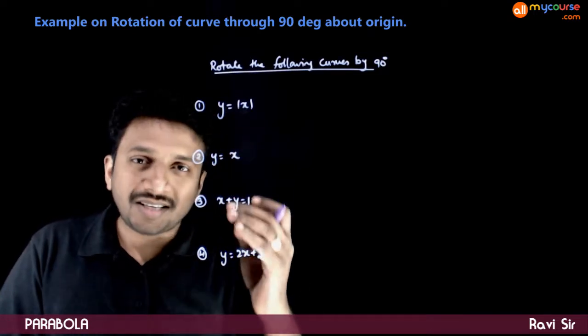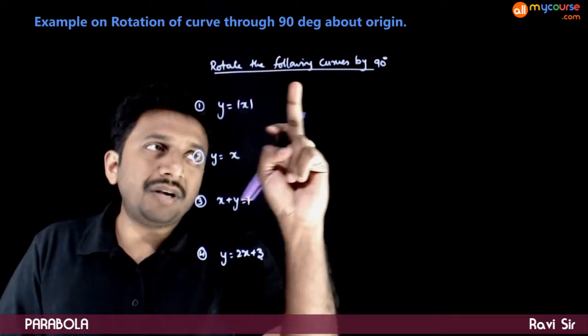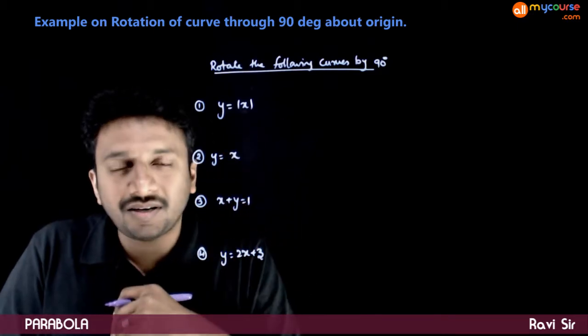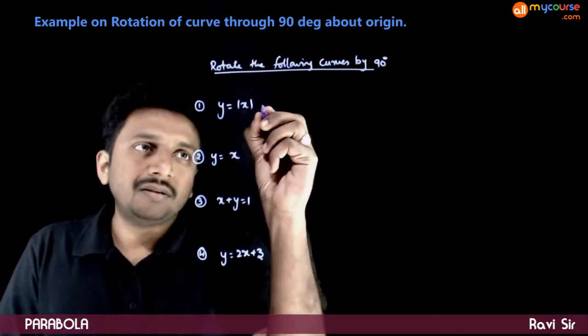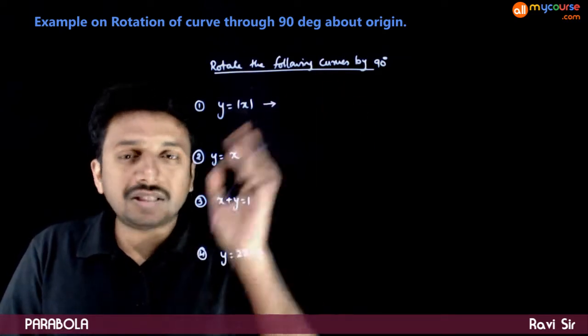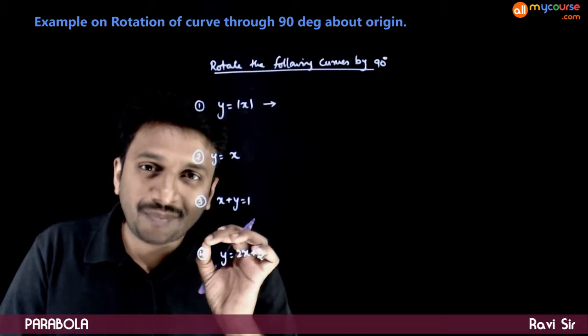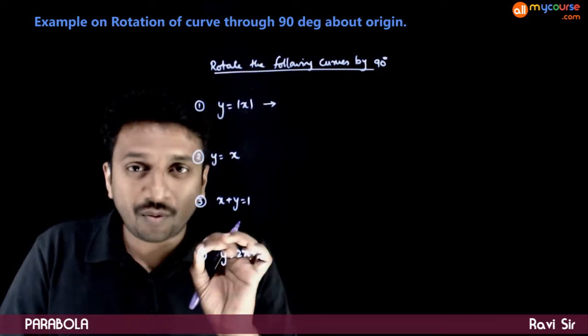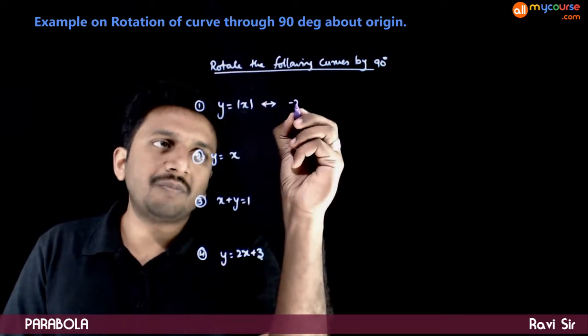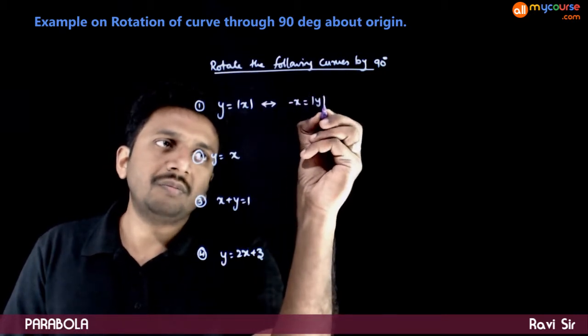So let us consider these examples. You are asked to rotate the following curves through 90 degrees in the counterclockwise direction. So what should you do to do this transformation? You need to replace x with y and y with minus x. So the transformed equation is minus x is equal to mod y.